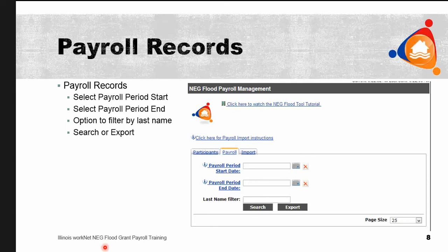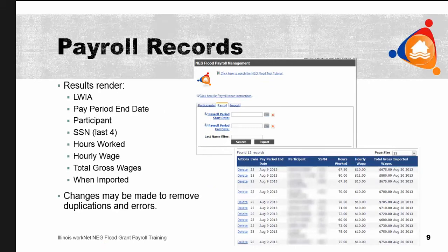You can select a payroll start period, an end period, and you have an option to filter by last name. You can search the payroll records and export them if you need. Once you have entered your payroll parameters, the results will render the LWIA, the pay period end date, the participant's name, the last four of their social security number, the hours worked, their hourly wage, and the total gross wages, and when the data was imported. What this allows you to do is change any duplications or errors that you note on this report.